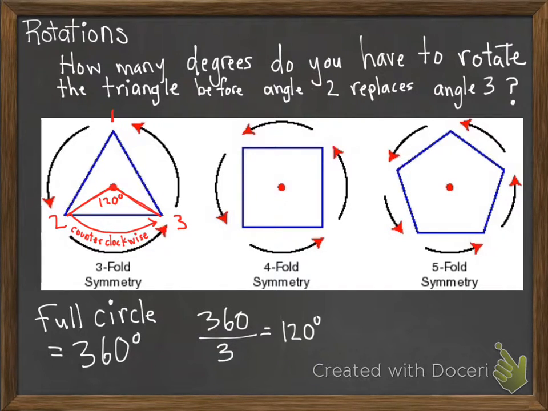Depending on how many angles or vertices the shape has, that will change how many degrees you need to rotate it before that angle will line up with the next one. Since a square has 4 sides, we would do 360 divided by 4, which means we'd have to rotate it 90 degrees. And since a pentagon has 5 sides, we would have to divide 360 by 5, which is 72 degrees.